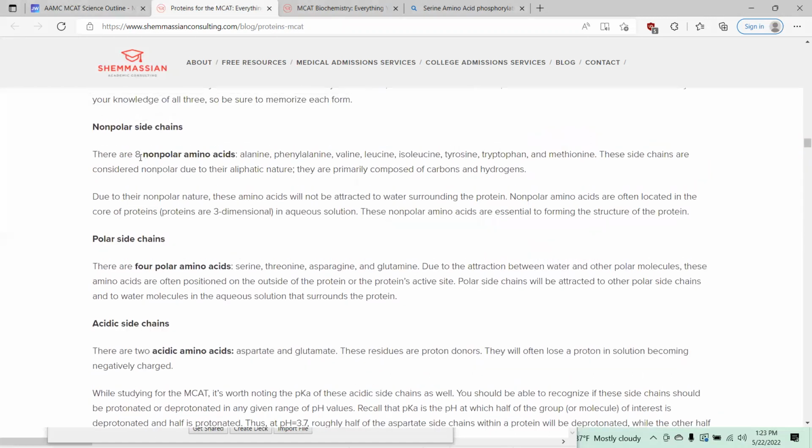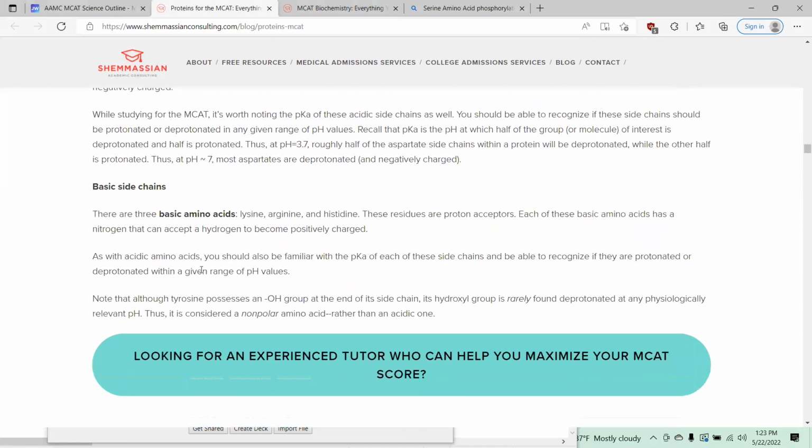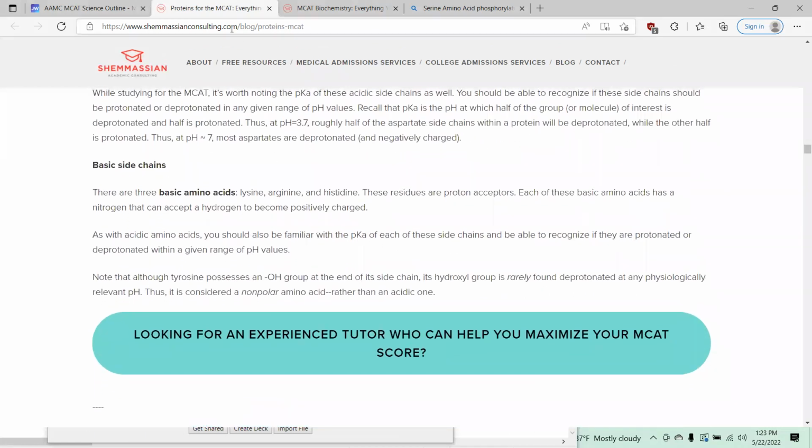And so basically here they talked about nonpolar, polar, acidic, and basic, and they just talked a little bit more about it. Also, I'll give you this link in the chat if you want to look at it. It's pretty well written.